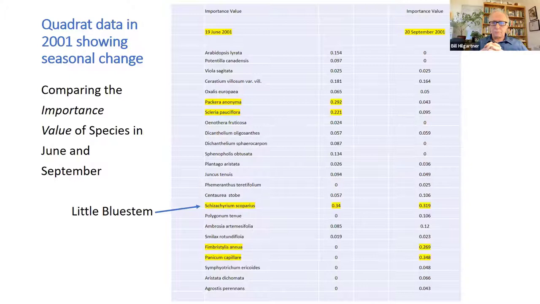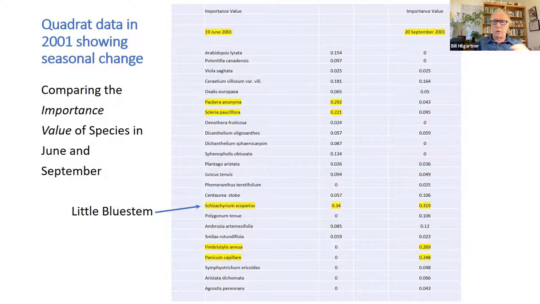And then Packera anonyma, which is Small's ragwort, and Scleria pauciflora, which is the nut sedge, were the next most common species. And this was in June of 2001. In the fall of 2001, the little bluestem was still just about the most common, but so were another grass, Panicum capillare, and the Fimbristylis that we mentioned earlier. So if you were to just go out one time during the summer and take some readings, you would miss a lot of things that are common later in the summer, which had come up earlier in the summer.